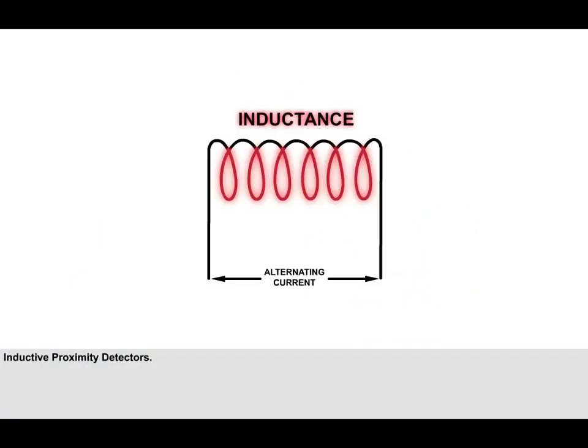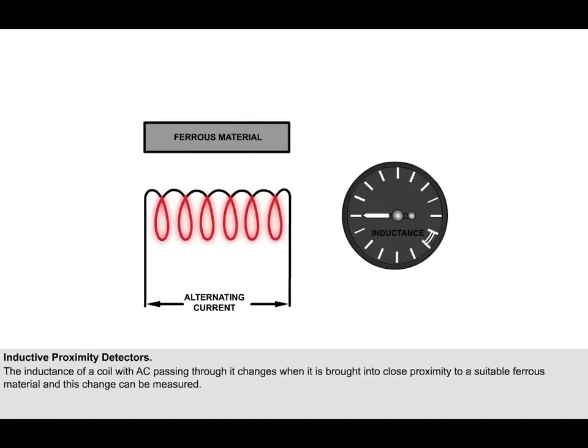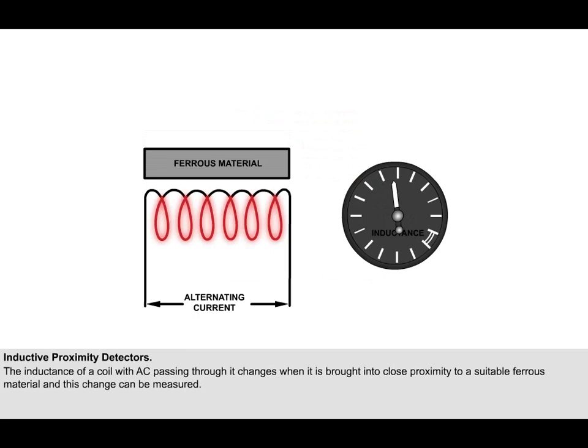The first type of proximity sensor that we are going to look at is the inductive type. Inductance is a property that a coil has when it has an alternating current or AC pass through it. Inductance is fully explained in the AC part of the syllabus. For the moment, all you need to know is that the inductance of a coil with AC passing through it changes when it is brought into close proximity to a suitable ferrous material, and that this change can be measured.